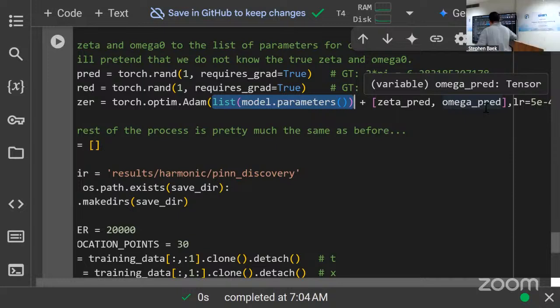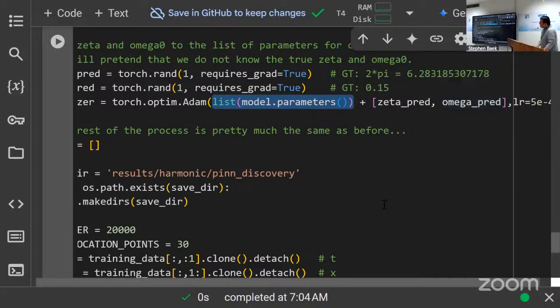Note that for those of you who are new to Python, when you have lists, the addition operator simply means concatenation. So you have a list of A, B, C and a list of D, E, and then you add them together. What happens is it's going to create a new list whose elements are A, B, C, D, E. Okay, so that's what's going on. So no matter how many thousands or how many millions of parameters you have, at the end you're adding zeta pred and omega pred as variables that are being optimized.